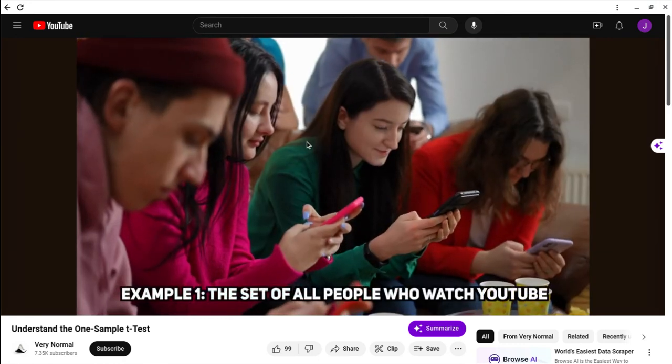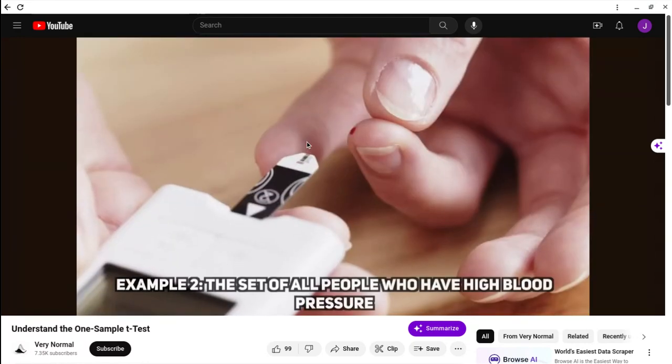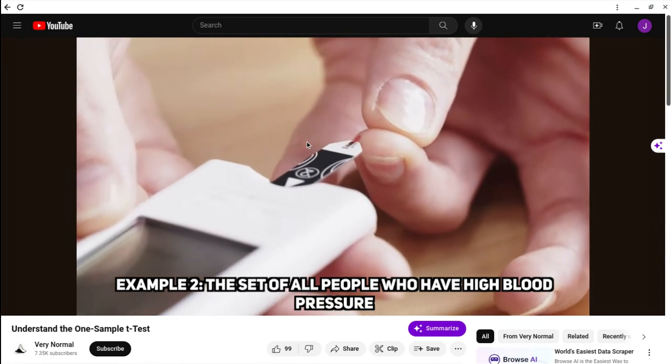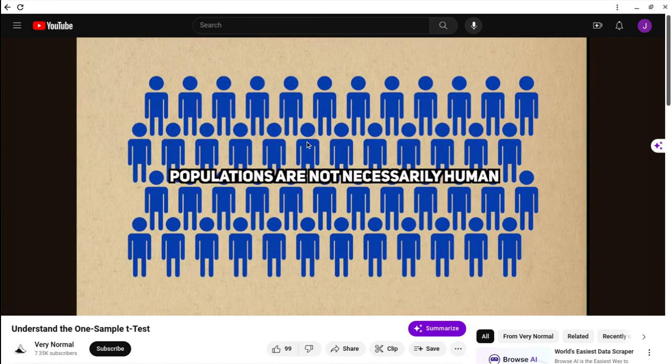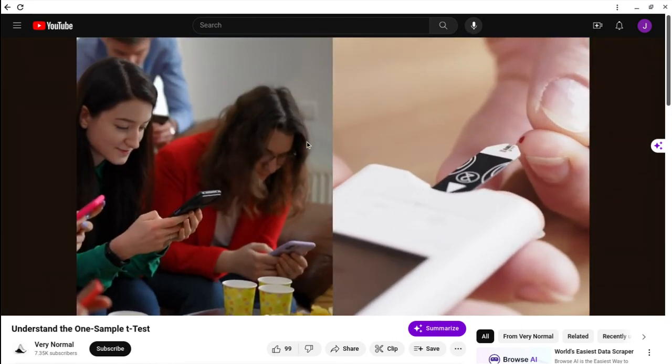One example of a population is the set of all people who consume YouTube content. Another example is the population of all patients diagnosed with type 2 diabetes. Populations don't have to be human, but as a pharma company, humans are usually who we study. These two examples are distinct, but share something in common.